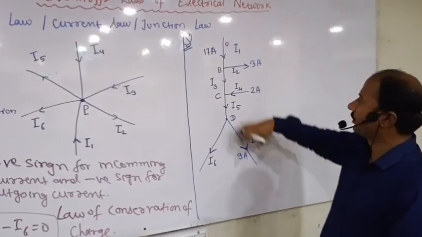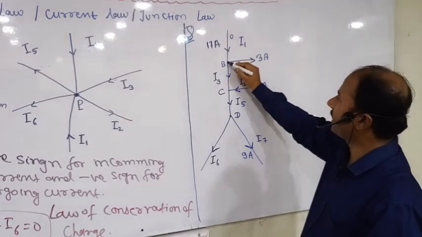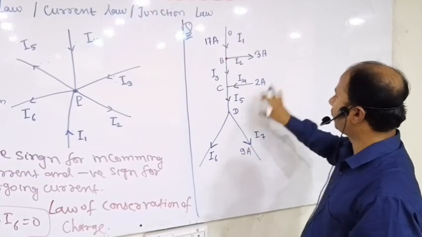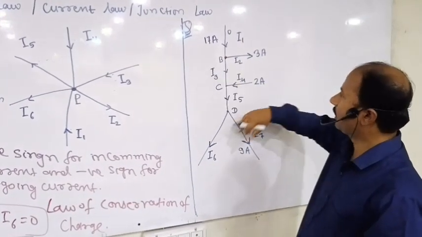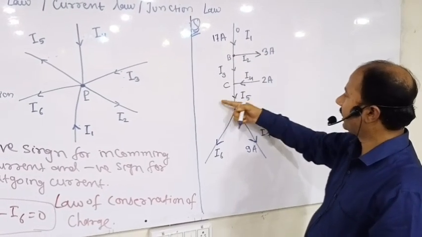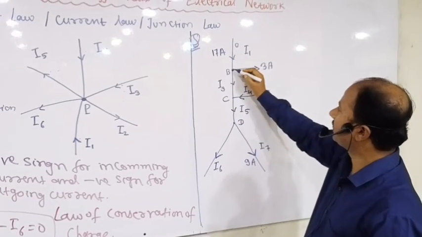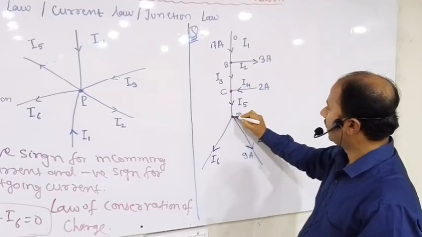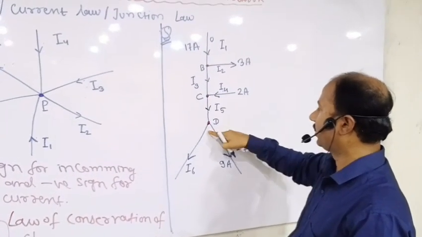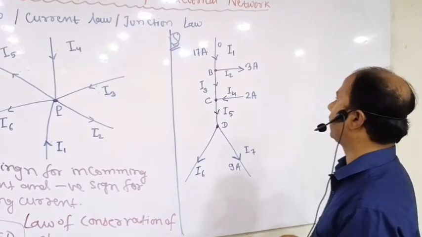From the given circuit, you can see that 17 ampere current is coming at junction B. So we have to solve these problems and find the unknown values of current in the given circuit. After that, this 17 ampere current is divided into different branches. Some currents are incoming and some are outgoing. Here B, C and D are three junctions, and we have to apply the first law to find the unknown values of current.